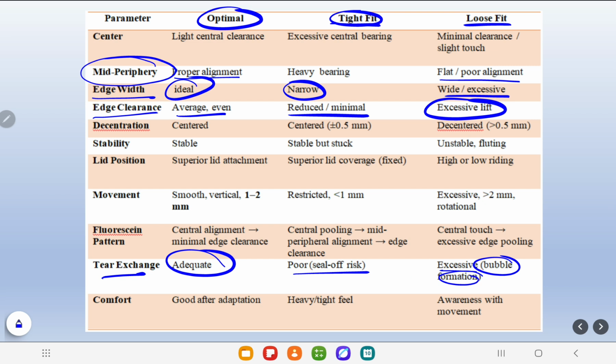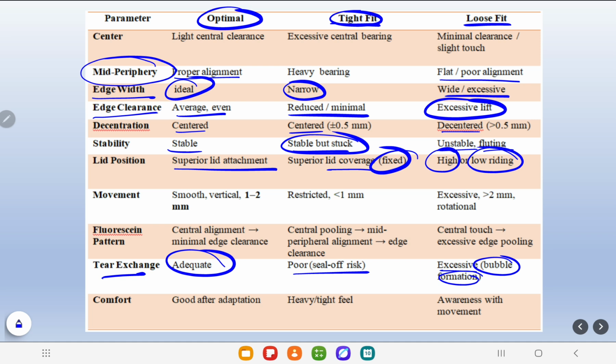Decentration: tight fitting and optimal fitting are centered, but loose fitting is definitely decentered, greater than 0.5 mm. Stability: tight fitting is stable but stuck, optimal fitting is definitely stable, and loose fitting is always unstable no matter what, soft contact lens or RGP contact lens. Lid position is interesting in tight fitting: the superior lid covers but the lens is fixed. In loose fitting, there is no lid coverage, and sometimes the lens rides high, sometimes low. In optimal, there is superior lid attachment, which is very good.